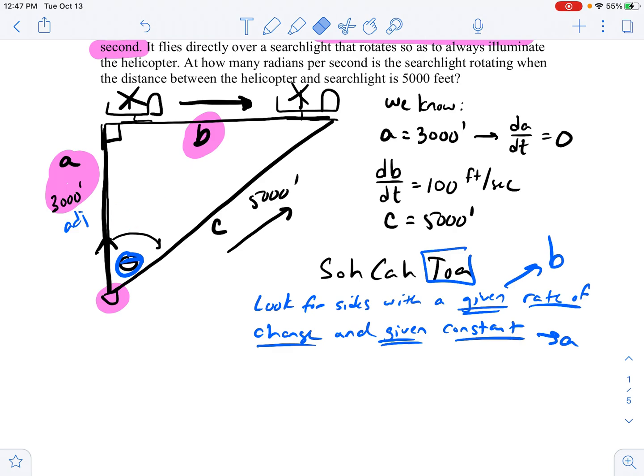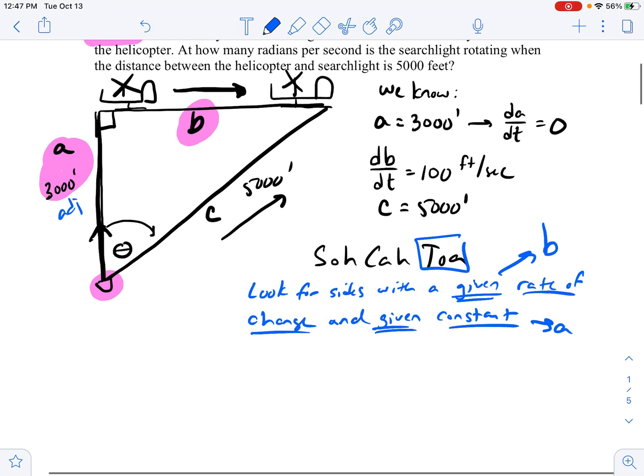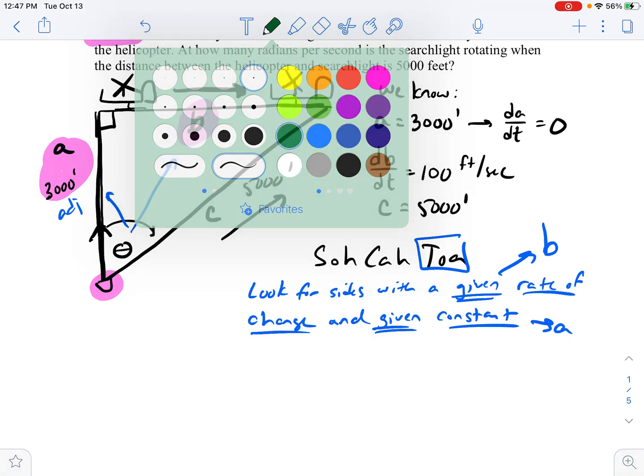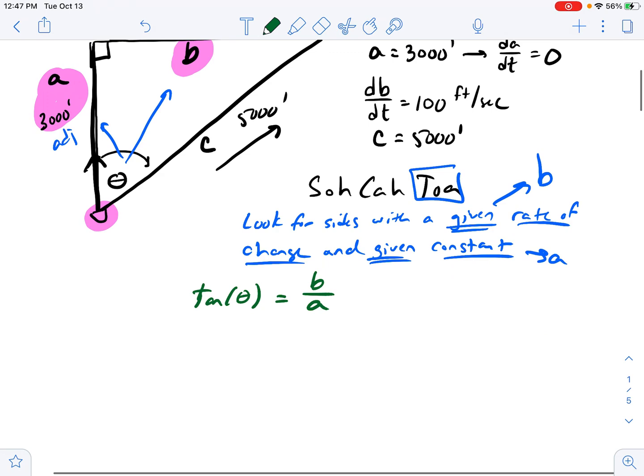So again, we set up the diagram, and if we're dealing with changes in angles, we look for the sides with the given rate of change and given constant. That's sides A and B here. Since we're dealing with opposite and adjacent, we're going to use the tangent function. So our setup equation is going to look like this: tangent of angle theta equals opposite B over adjacent A, okay?